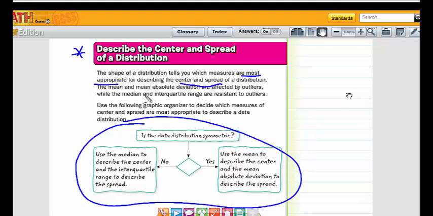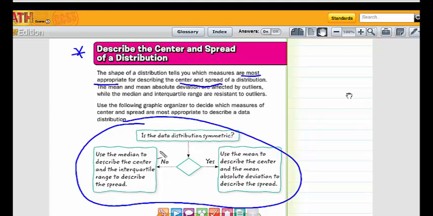The mean and mean absolute deviation are affected by outliers, while the median and the interquartile range are resistant to outliers. Use the following graphic organizer to decide which measures of center and spread are most appropriate to describe a data distribution. So the first thing you do is you ask yourself, is the data distribution symmetric?